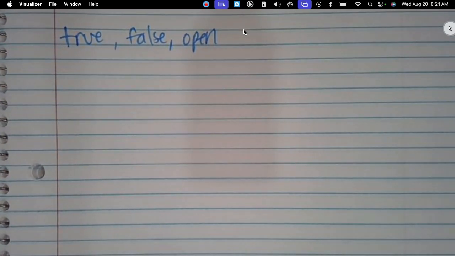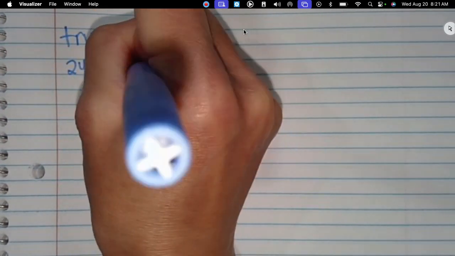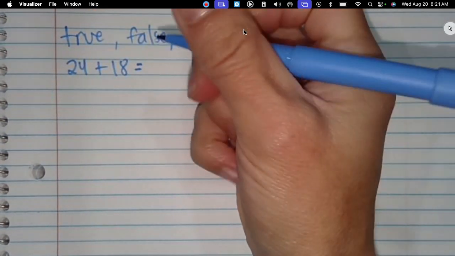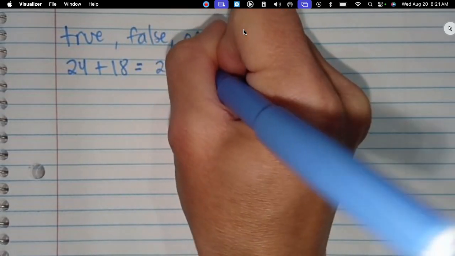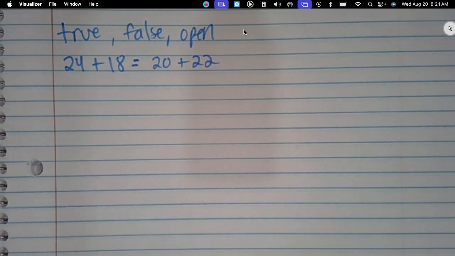Is this true, false, or open? And you might not know what open means. You're going to figure it out in just a second, though. Okay? So if I start with 24 plus 18 equals 20 plus 22. We got to figure out, is this true, is it false, or is it open? Well, what is 24 plus 18? That is something I can figure out. Anybody?